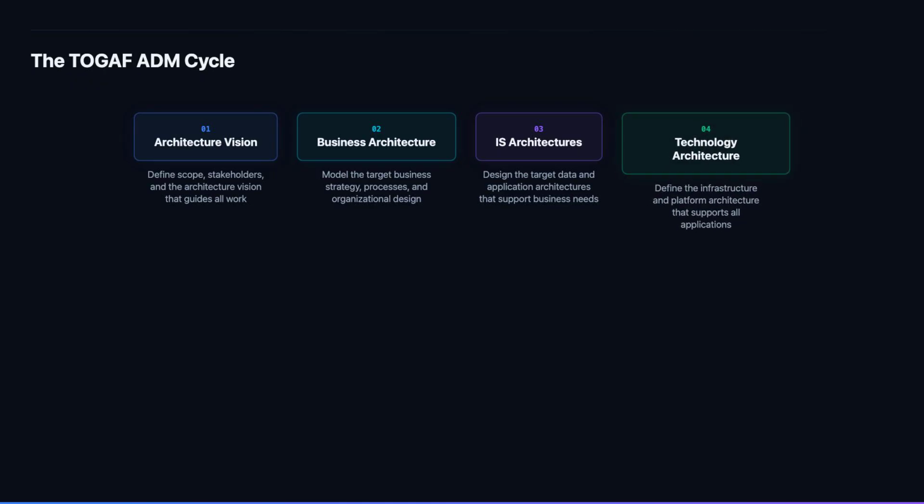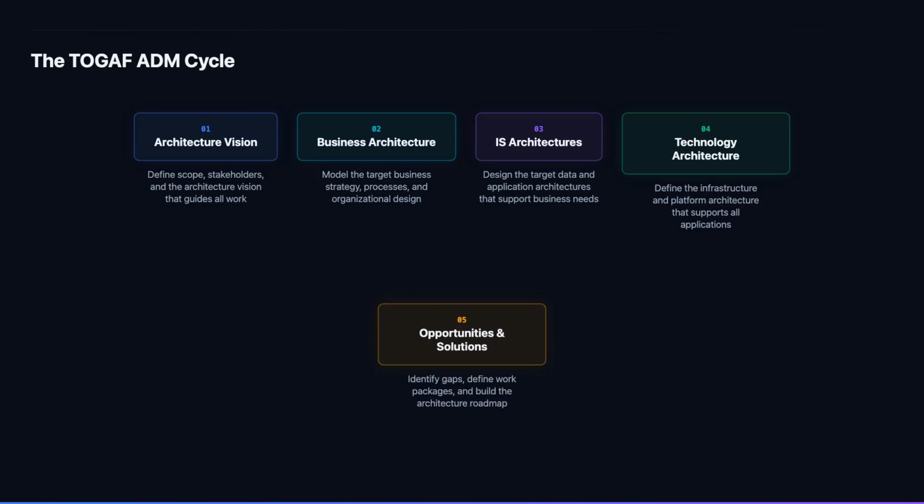Technology architecture defines the platform on which applications run: cloud services, networks, servers, storage, and security infrastructure. It must meet the performance, reliability, and security requirements set by the business and information systems architectures.